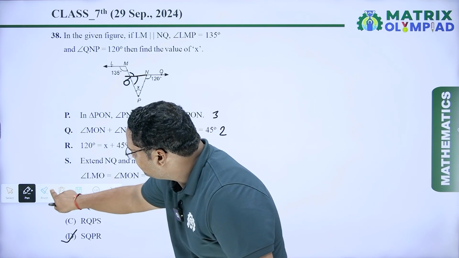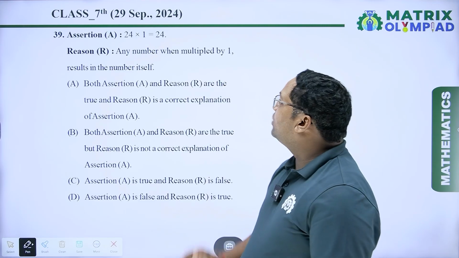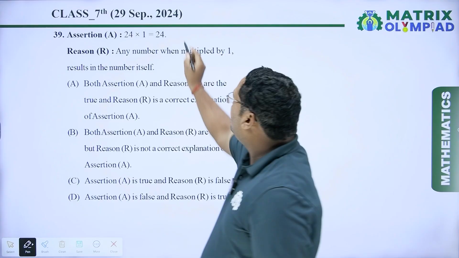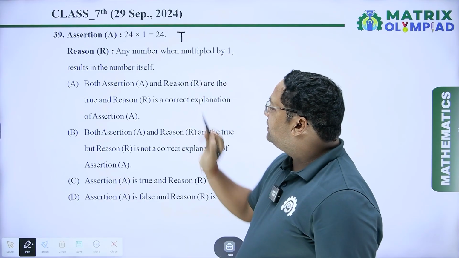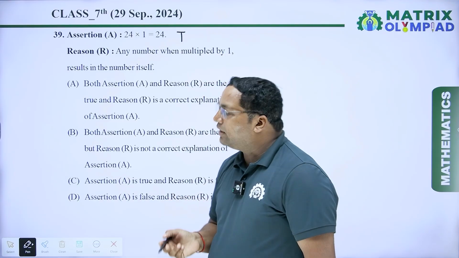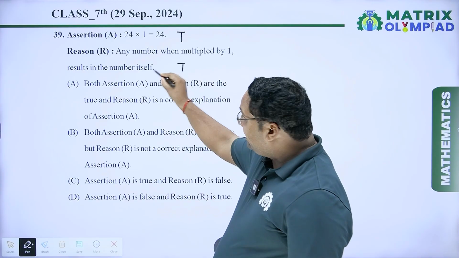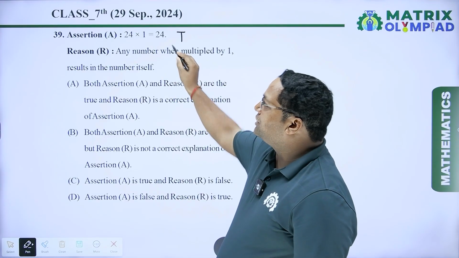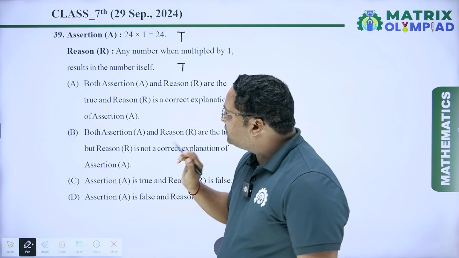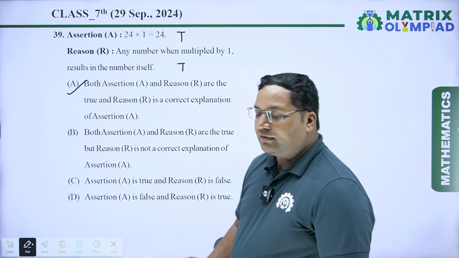Coming to the next question. Question number 39: 24 into 1 equals 24. So it is true. The reason is any number when multiplied by 1 results in the number itself. It is also true, and this reason is the correct explanation of the assertion. So option number A is correct.